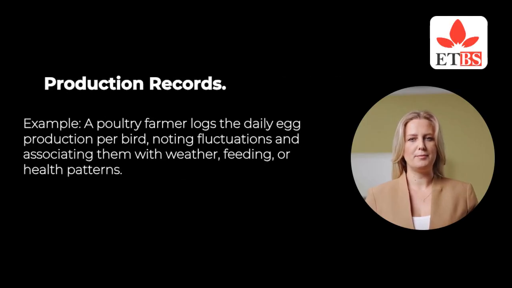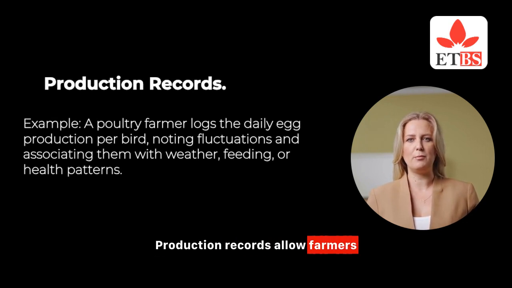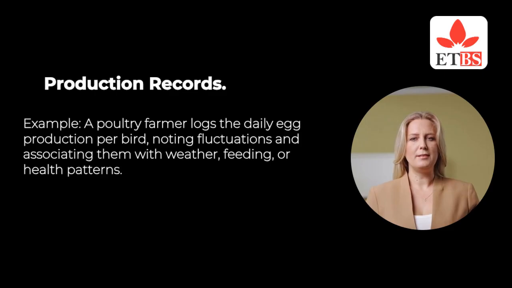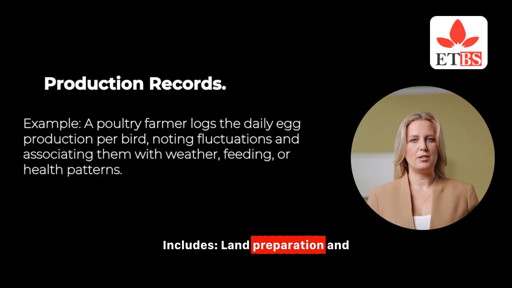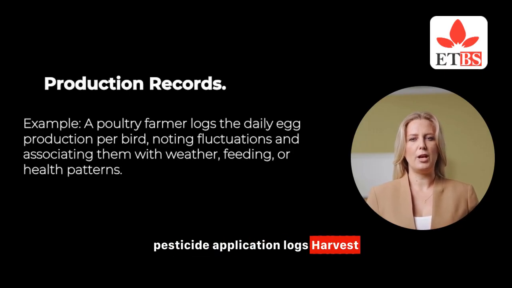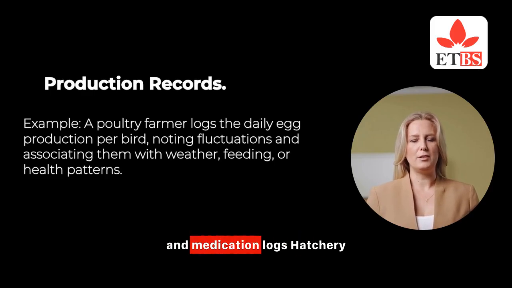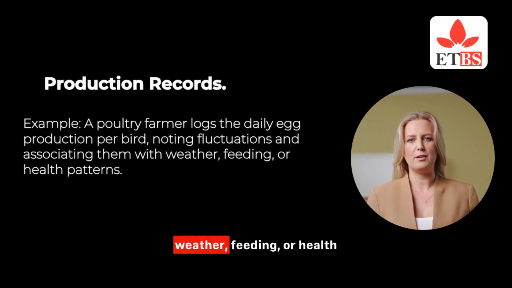Production records. These are records that track all activities directly related to crop or livestock production. Production records allow farmers to optimize farming operations by identifying which methods yield the best results. Includes land preparation and planting records, fertilizer and pesticide application logs, harvest dates and yields, livestock feed records, animal health and medication logs, hatchery and milking records.